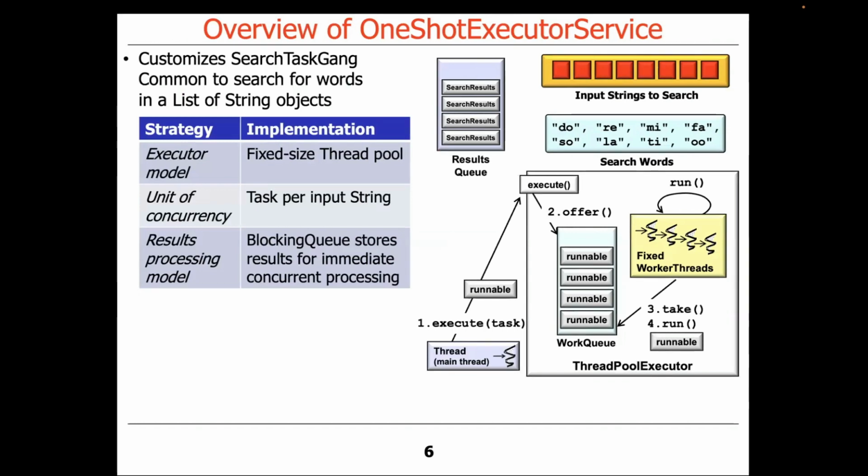The executor model is a fixed size thread pool using non-virtual threads. Remember, it makes no sense to have a pool of virtual threads, so we always have a regular pool of platform threads, or traditional Java threads, as it used to be called. The unit of concurrency is a task for each input string, just like the one-shot thread per task example we just looked at. And then the results processing model will use a blocking queue that stores the results for immediate concurrent processing. As they complete, we will process them.